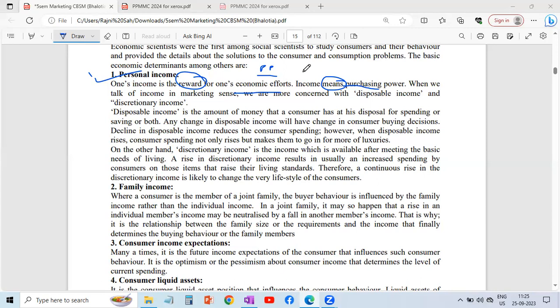So when disposable income rises, consumer spending not only rises, but for them we go for more luxury. So whenever we have more money in our hand, we try to go for more luxuries. If we don't have money, will we go for more luxuries? We would not, right? We'll sit back home. Or what is this discretionary income? Discretionary income is the income which is available after meeting the basic needs of living. Money, when we have expended the basic needs of living, that income is known as discretionary income. The main keyword হচ্ছে basic.